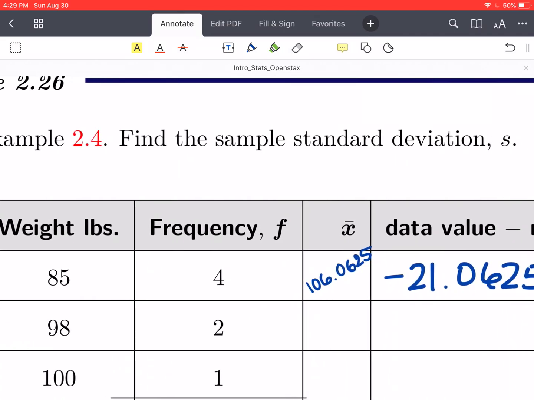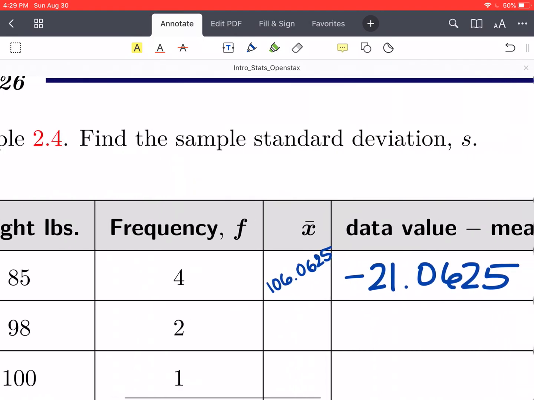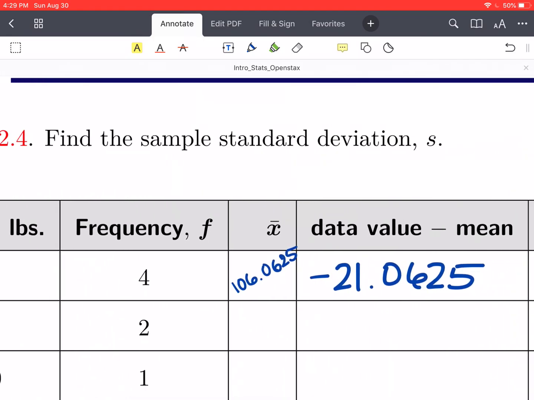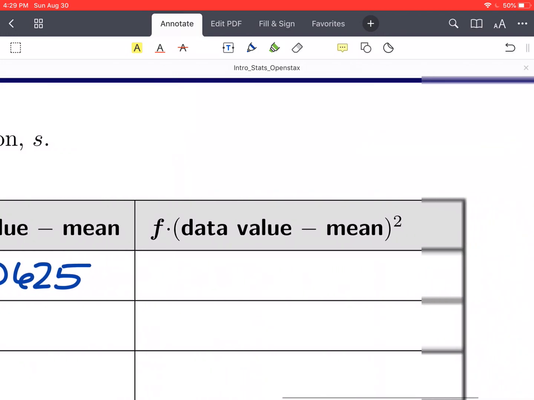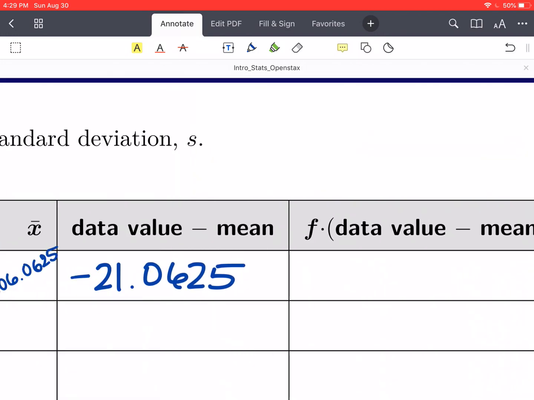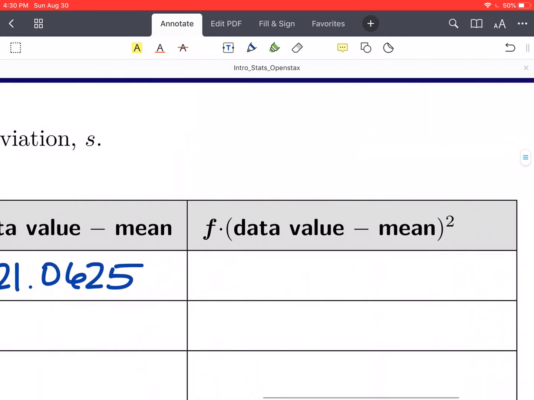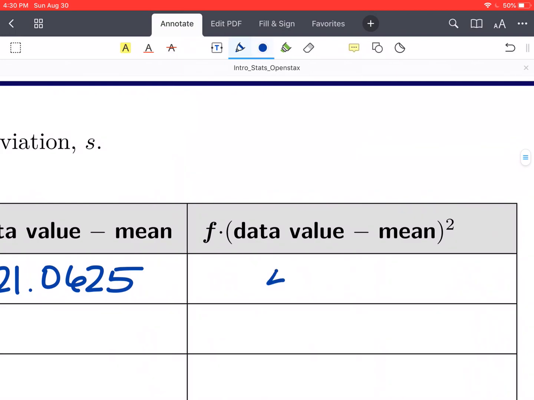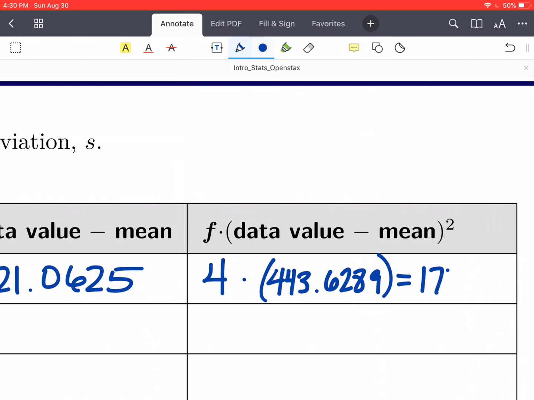Okay, so we would then need to take data value minus mean and square it. So data value minus mean is squared, so 21.0625 squared is 443.6289. Multiply it because that occurs 4 times, and that gives us 1774.516.